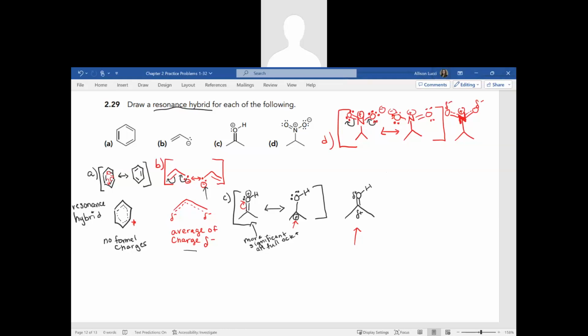So what we see is our resonance hybrid up here with the nitrogen having a +1 formal charge and then a partial negative charge on both of the oxygens. And then we see that 1.5 bond, if you will, between both sides of the molecule.